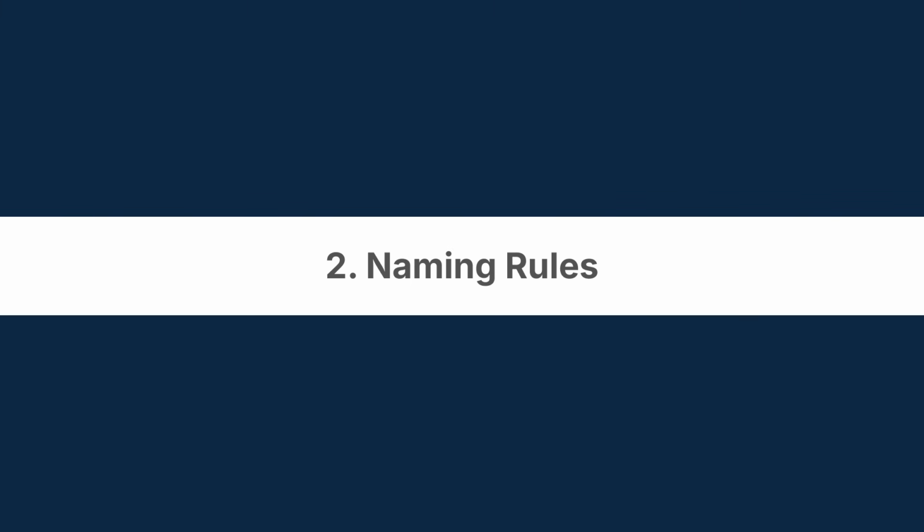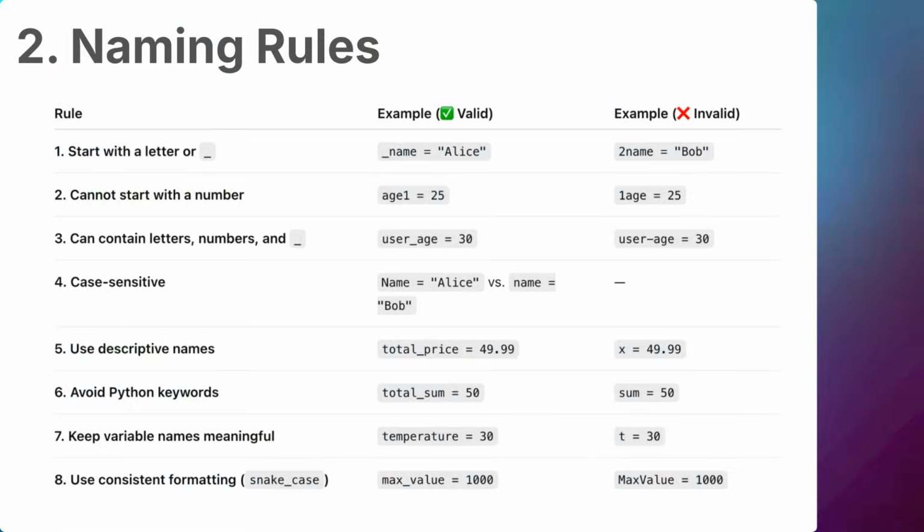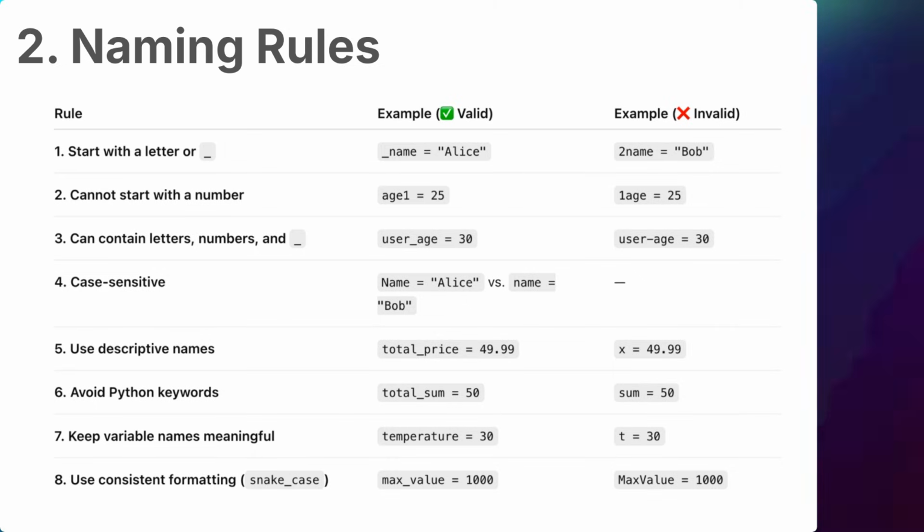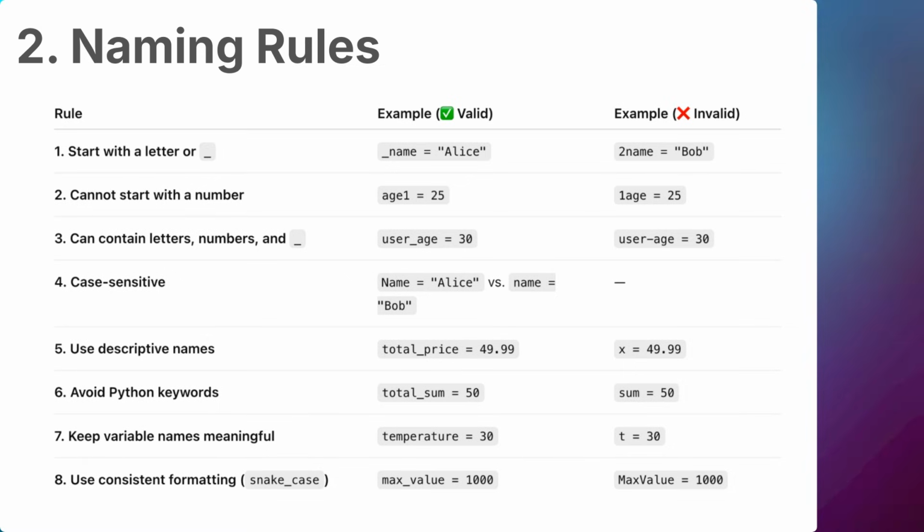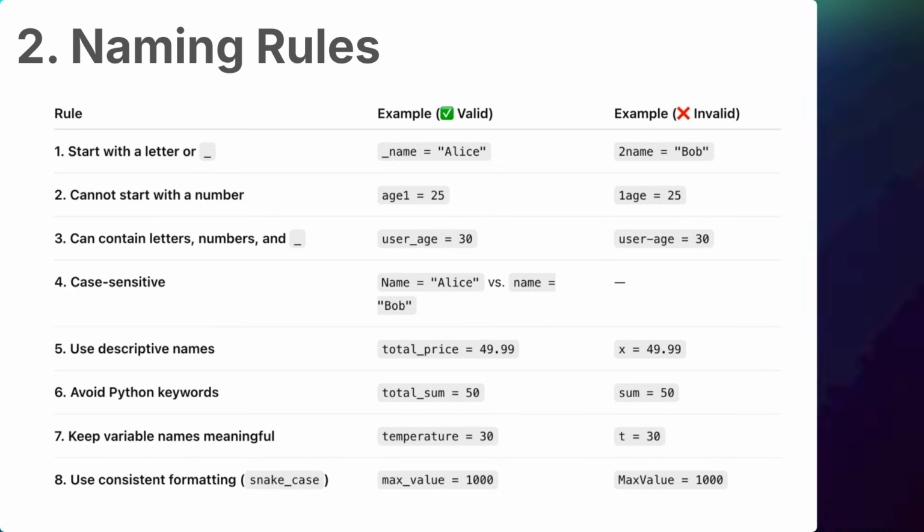2. Naming rules. These are the basic rules of naming variables. 1. Must start with a letter A to Z or an underscore. This rule ensures consistency and avoids confusion when using variables. The underscore is sometimes used for private variables in Python. Private variables are explained in another section.